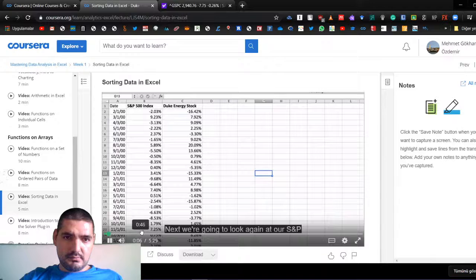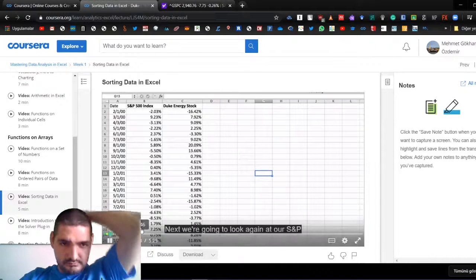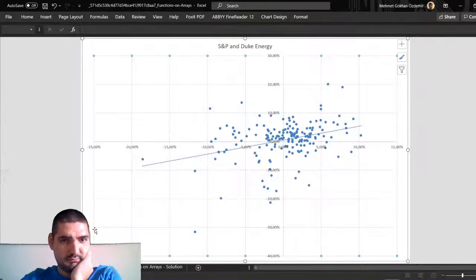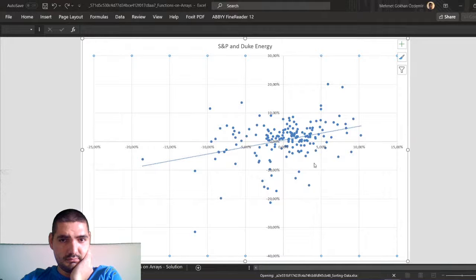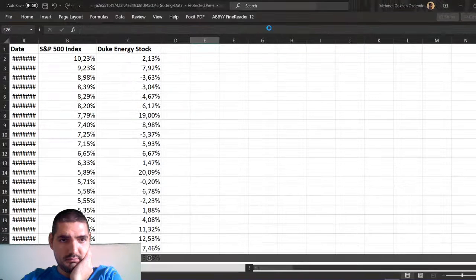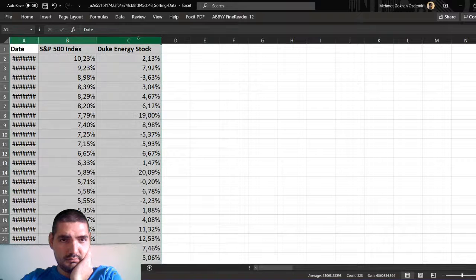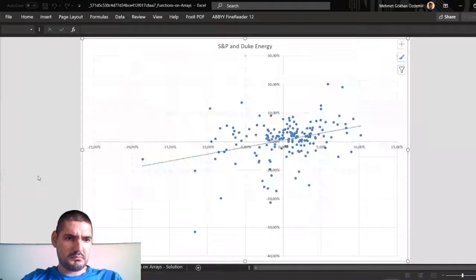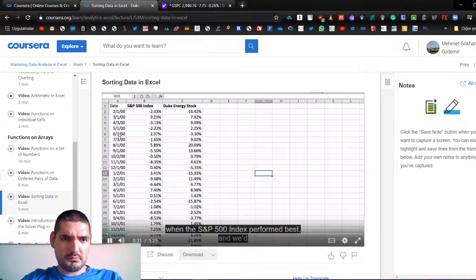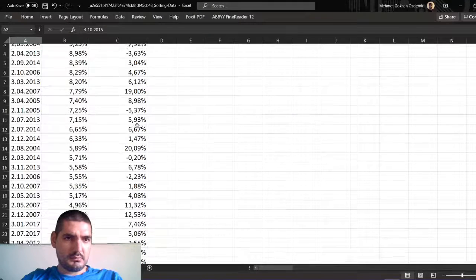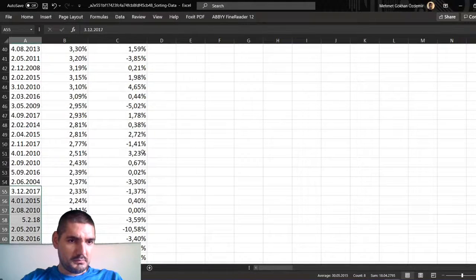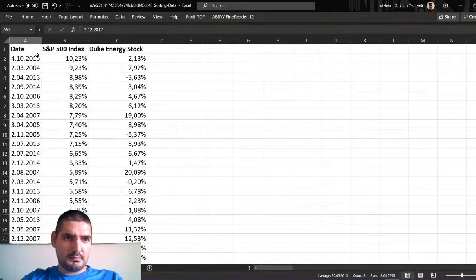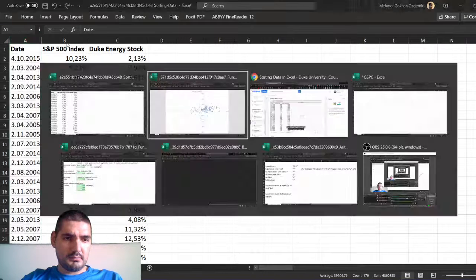Next, we're going to look again at our S&P 500 index versus Duke Energy stock data, and we're going to use one of Excel's very handy data functions. What we'd like to do is look at those months when the S&P 500 index performed best, and see whether those were also months where Duke Energy stock performed best, because we're trying to get a more intuitive feeling for how closely related these two sets of returns really are.